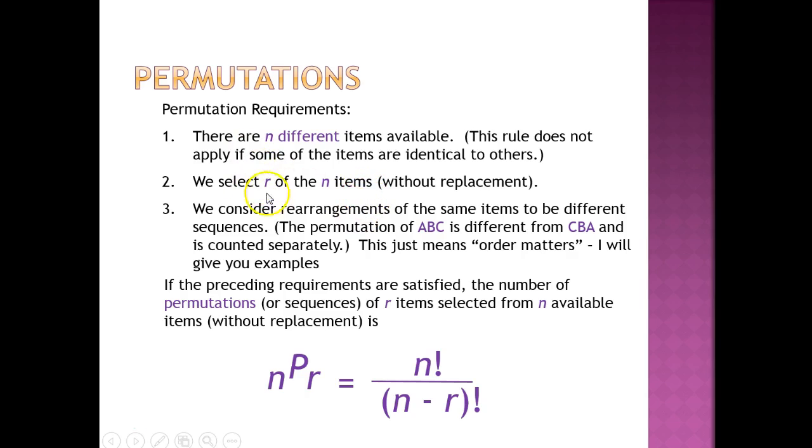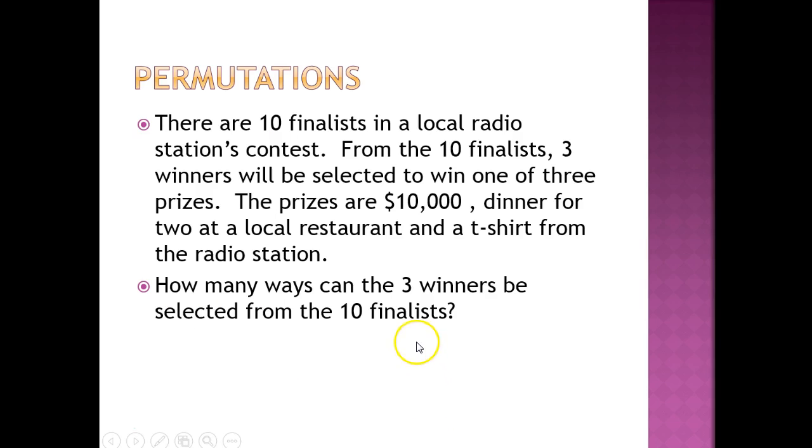If the preceding requirements are satisfied, the number of permutations or sequences of r items selected from n available items without replacement is denoted by the formula nPr equals n factorial divided by (n minus r) factorial. So a permutation is a situation where order matters.